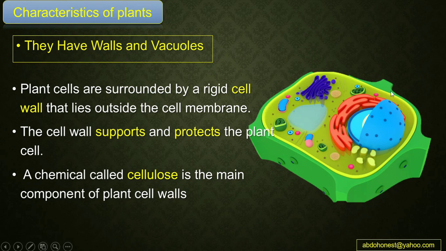And the main component, guys, of the cell wall is a carbohydrate-related component called cellulose. So the cell wall of the plant is made up of cellulose. And if you remember, guys, we talked last time about the fungi. We said the cell wall of fungi is made up of chitin and so on. So each kingdom of organisms has a unique structure in its cell wall. So the cell wall of the plant is made up of cellulose.